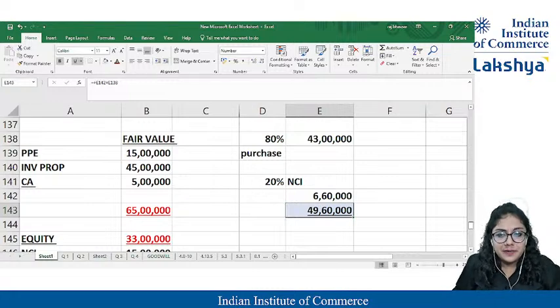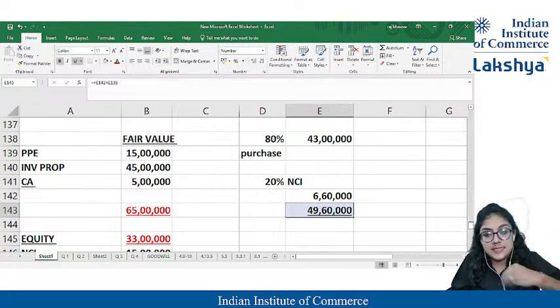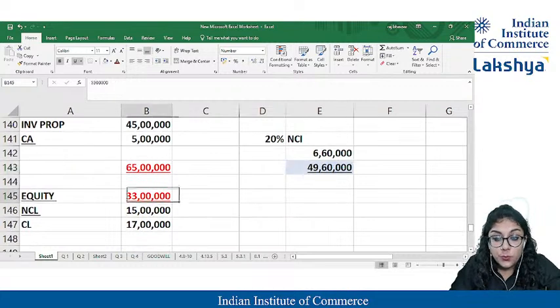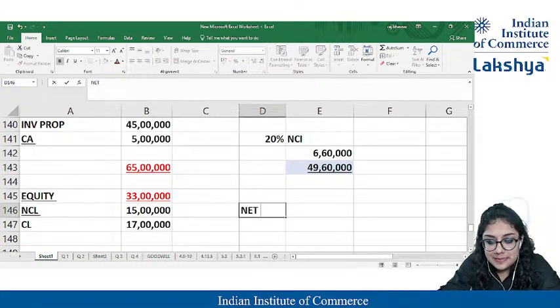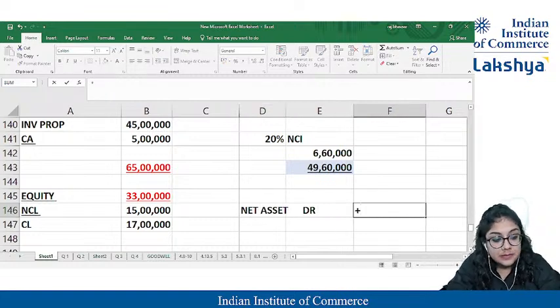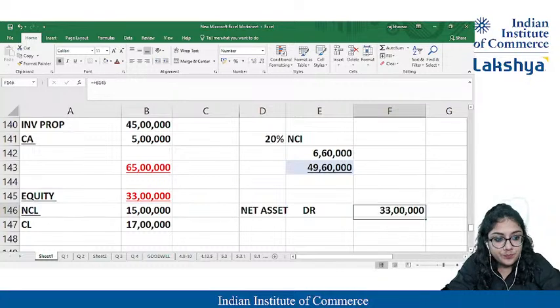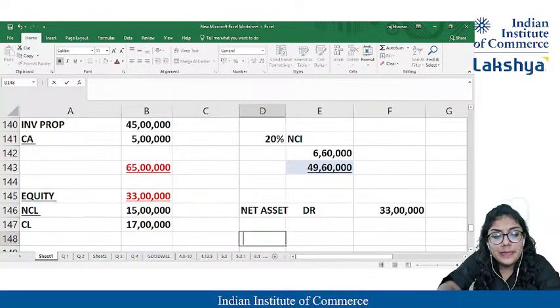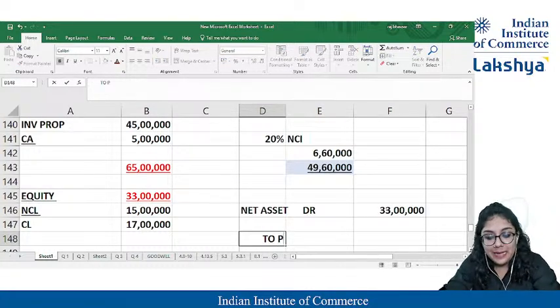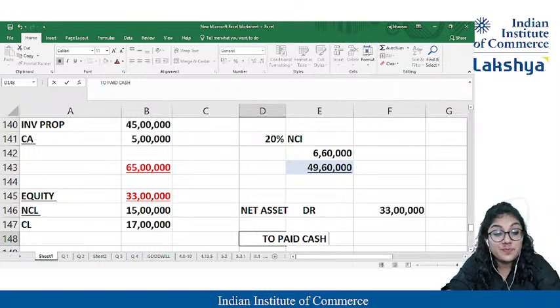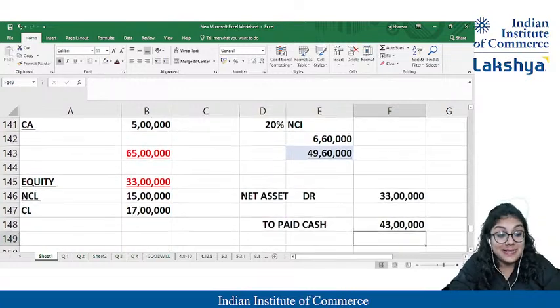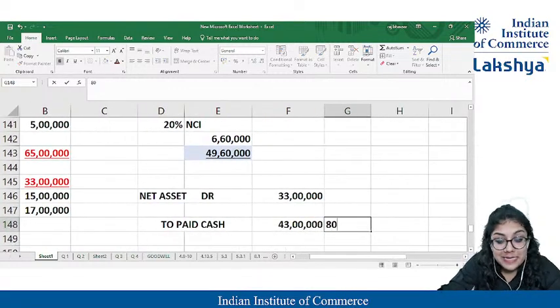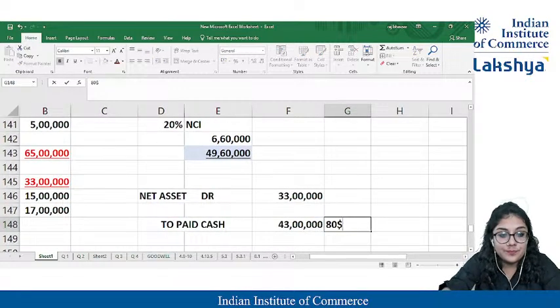Now what is the accounting entry? See, what assets I took. Ma'am, your total assets you took was 33 lakhs, your net assets. So I have to put an entry like net assets account debit, which is 33 lakhs. In front of that, what did you make? Ma'am, I paid how much cash? The parent paid cash of 43 lakhs. It is just an 80% stake.